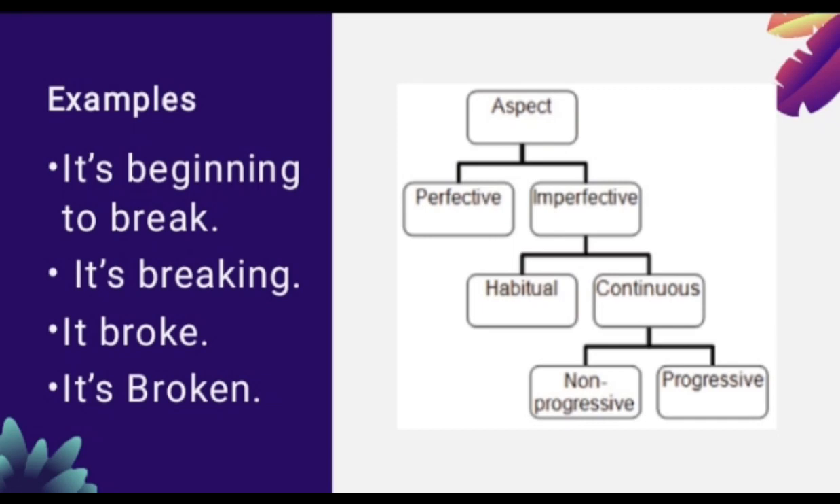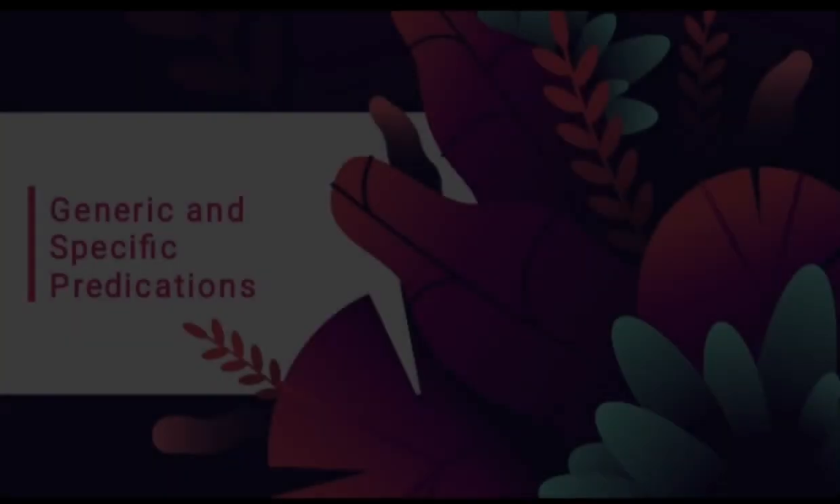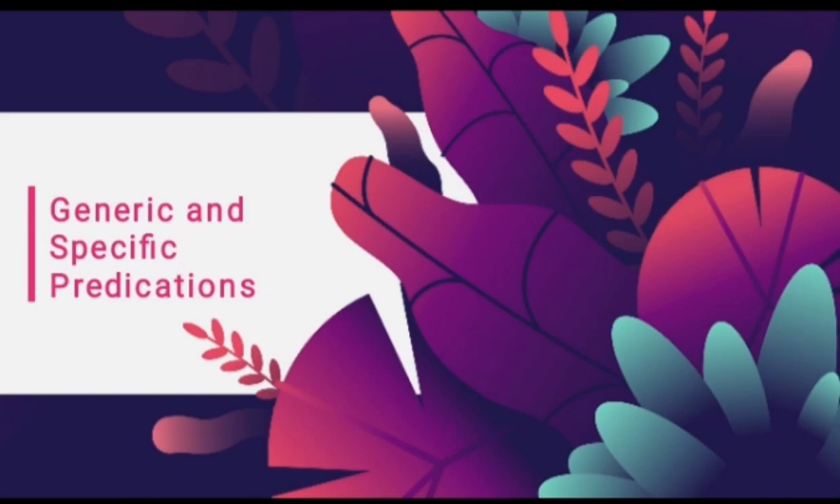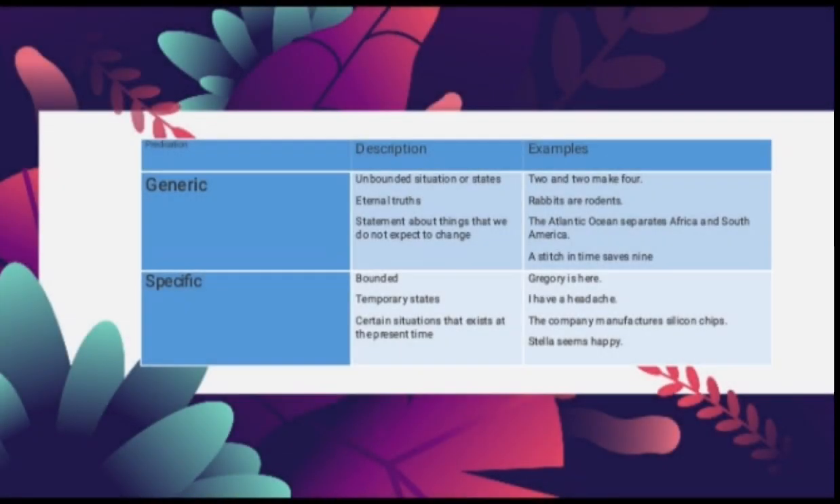Here are some examples of aspect. It's beginning to break. It's breaking. It broke. It's broken. Generic and specific predication. When we say generic, it is a bounded situation or states. Another is eternal truths. And another is statements about things that we do not expect to change.